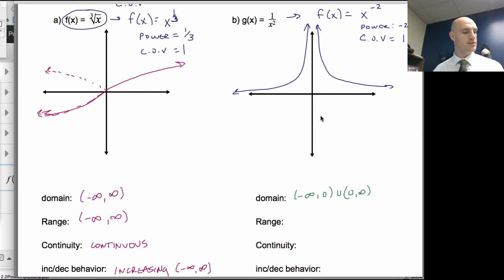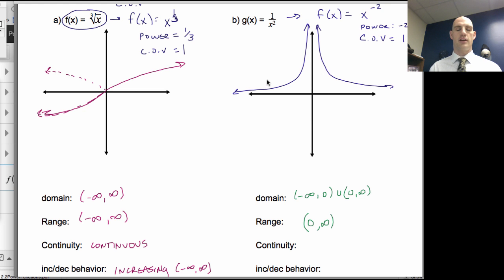If I look at my range, what y values does it touch? Well, there's no limit on the top. It continues to go up and up and up. Okay, so my range at the top is infinity. On the bottom, what is it getting close to? Well, it's honing in on 0. So 0 to infinity is my range.